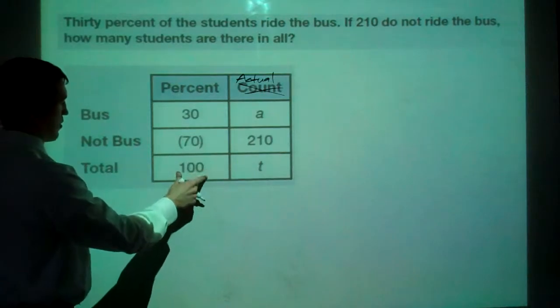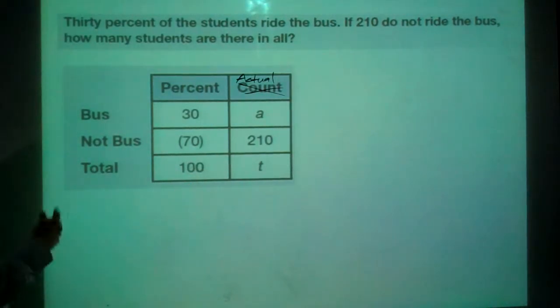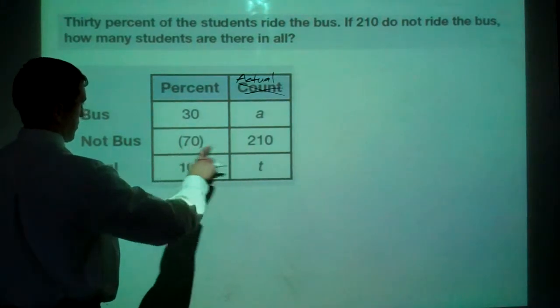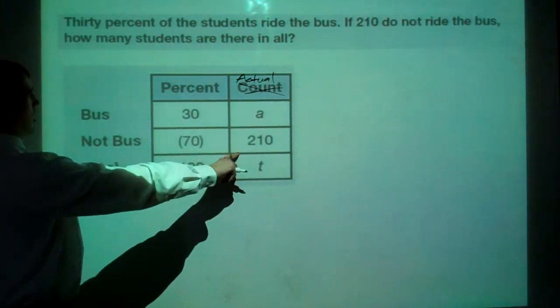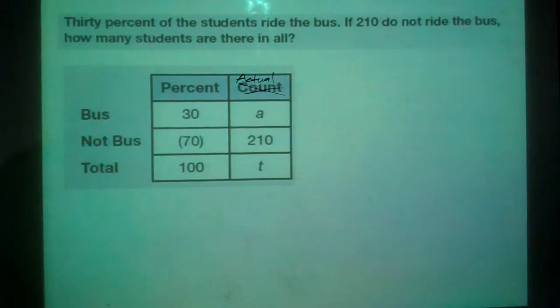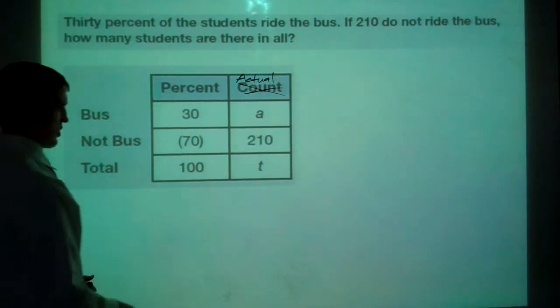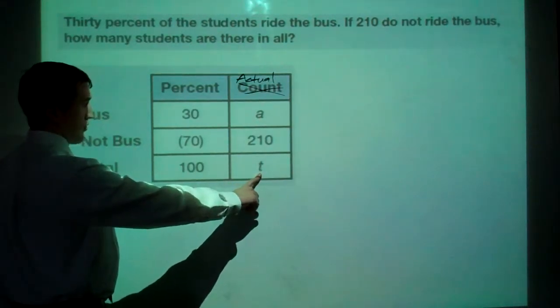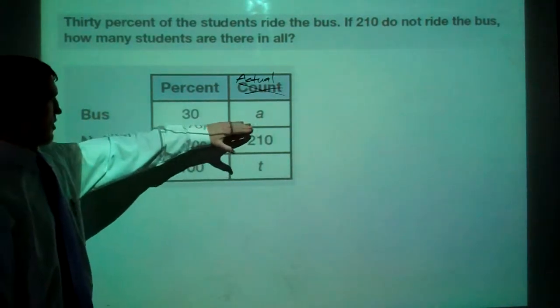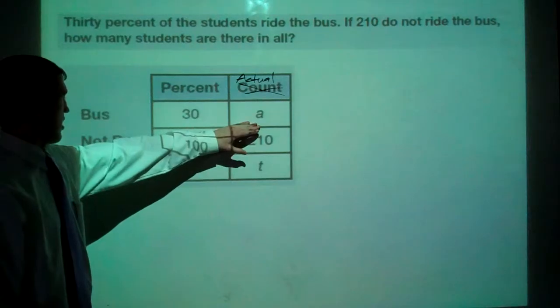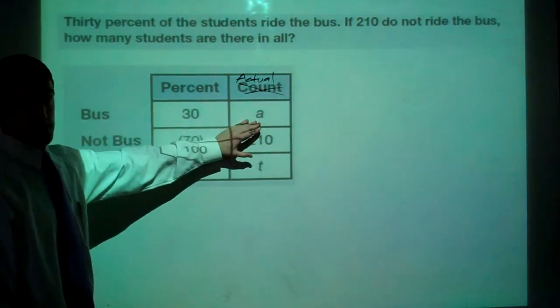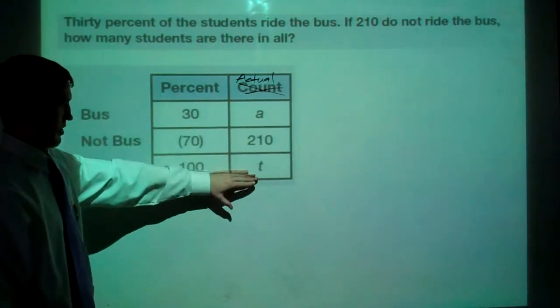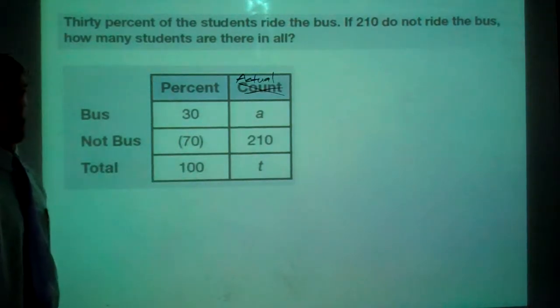These two need to add to 100. And it says if 210 do not ride, so that would be across from the do not ride the bus, how many students are there in all? We have a couple different options here. We could go ahead and solve for the total right away if we wanted to. We could also solve for how many ride the bus and then add these two together to get our total. So it doesn't really matter which one we do.